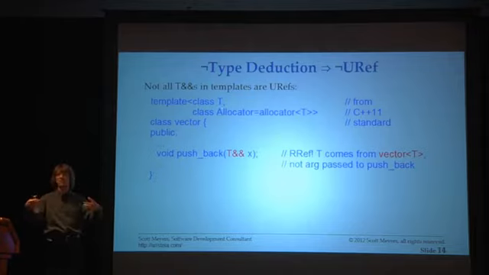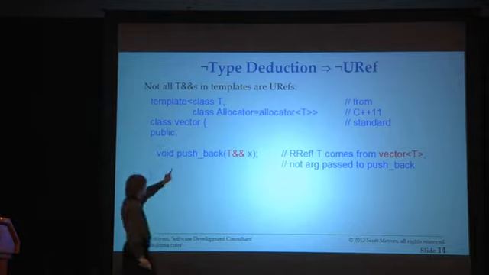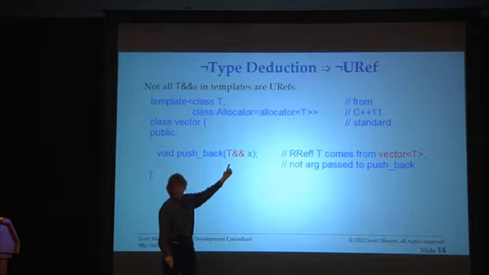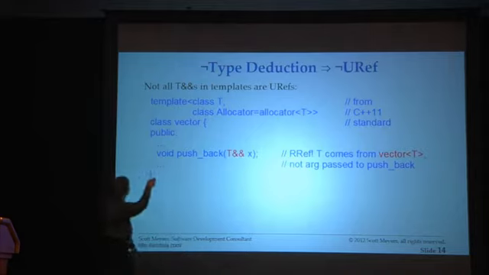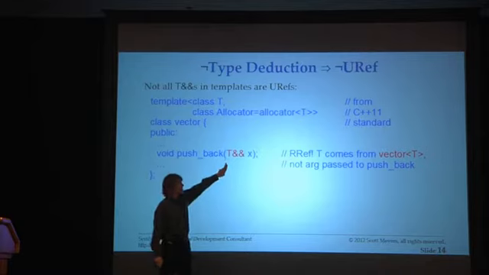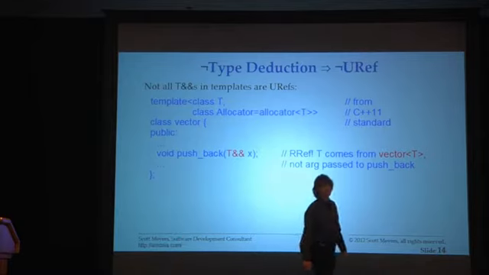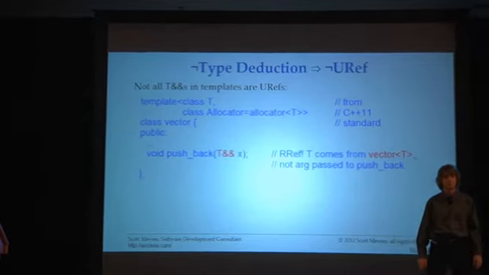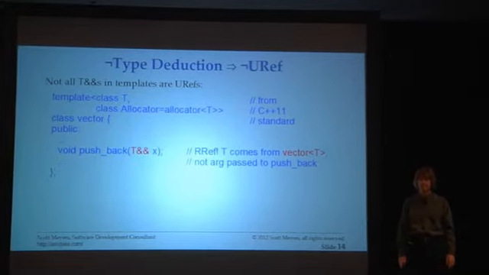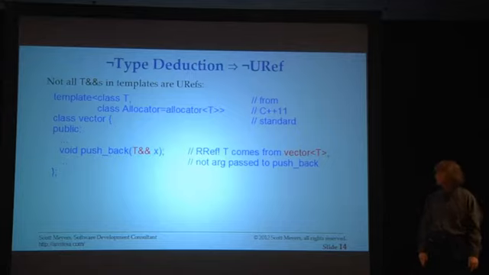So somebody said, I have a vector of string, and a vector of string push_back takes a string ref-ref. A vector of int, push_back takes an int ref-ref. There's no type deduction for this type here, because this type T was determined when the person created the vector and specified what T is. This is not a universal reference. This is an R value reference. So just because it looks like T-ref-ref doesn't make it a universal reference. You have to ask yourself, do we have type deduction? In this case, we do not.